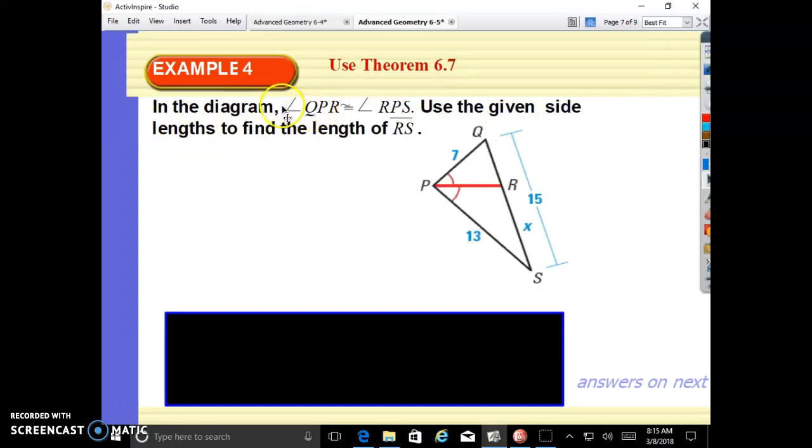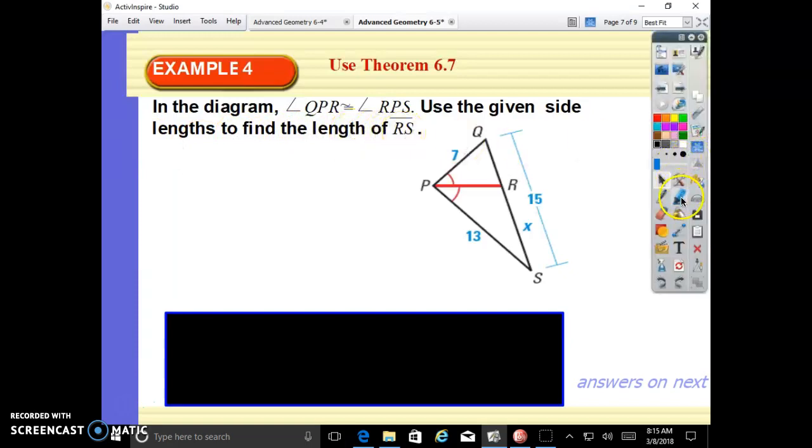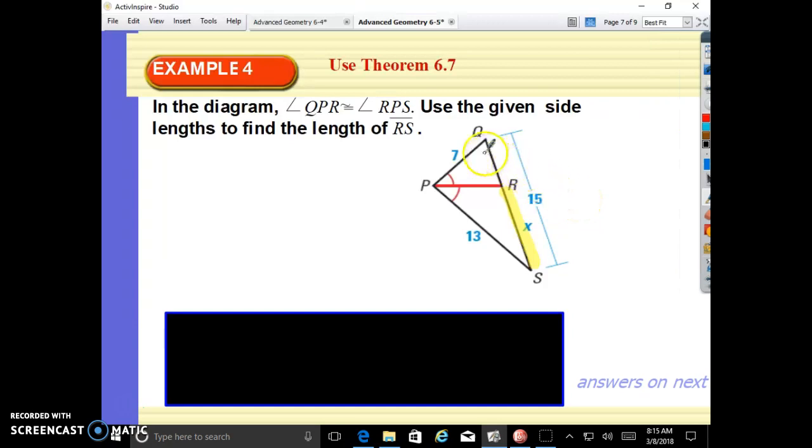In the diagram, angle QPR is congruent to angle RPS. Use the given side lengths to find the length of RS. So we're looking for RS. On this one, this is theorem 6.7, and it's using a pattern. The whole hypotenuse is to the leg, as the leg is to the part of the hypotenuse closest to it.